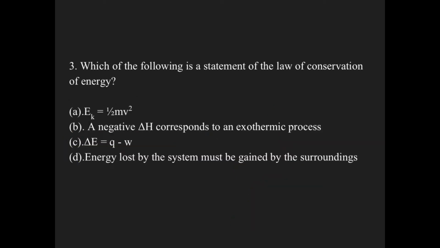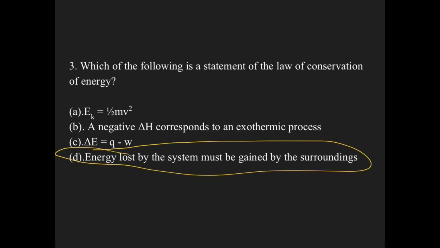Which one of these is the law of conservation of energy? All of these have to do with energy, and these are all true, but the only one that really summarizes the law of conservation of energy is that the energy lost by the system must be gained by the surroundings. In other words, the energy just moves from one to the other without being destroyed. So lost by the system doesn't mean lost forever. It means it's lost by the system and given to the surroundings. So the energy is still there. It's just moved from one place to another.